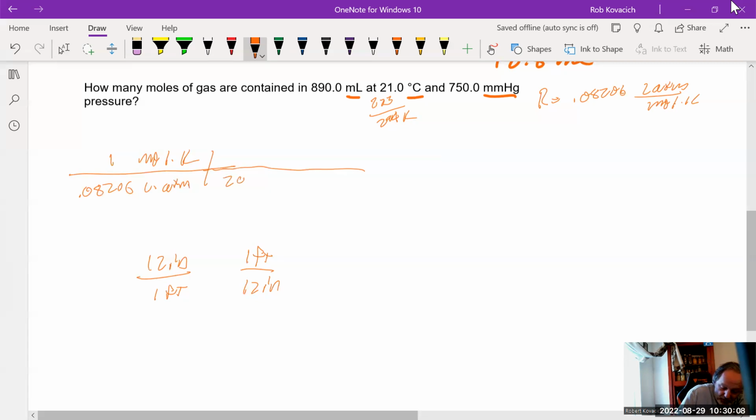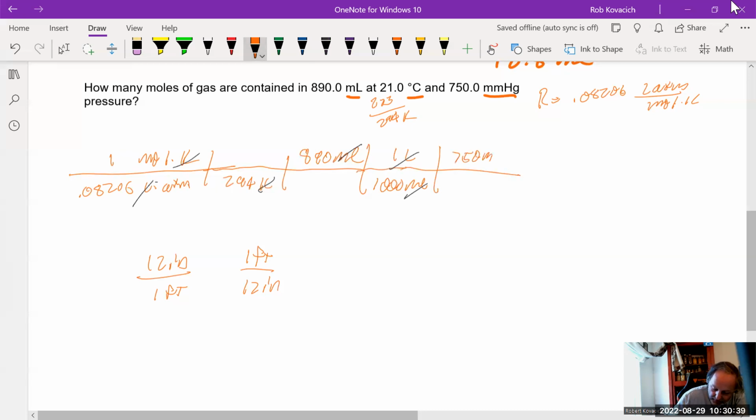So I'll put 294 Kelvin here, and so that way I can cancel out my Ks. Well, I got to do some unit conversions here. That's fine. I'm going to put 890 milliliters up here. And then I'm going to write 1,000 milliliters is 1 liter. And then I can cancel out milliliters and liters. And then I can do another conversion. So I need to cancel the pressure unit out.